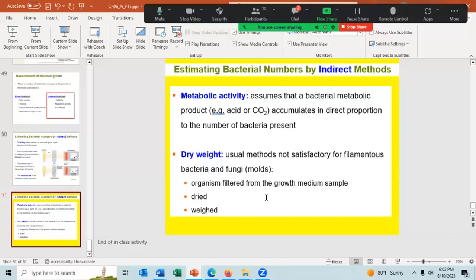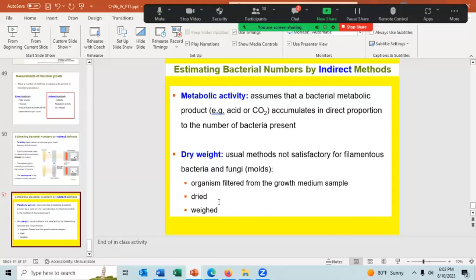An advantage of the dry weight method is that once you have the cells dried down, you can measure how heavy the cells are at your own convenience. So it doesn't have to be done right away. You obviously have to grow the cells, centrifuge them down, and dry them. But once they're dry, you can then measure the weight whenever you want.